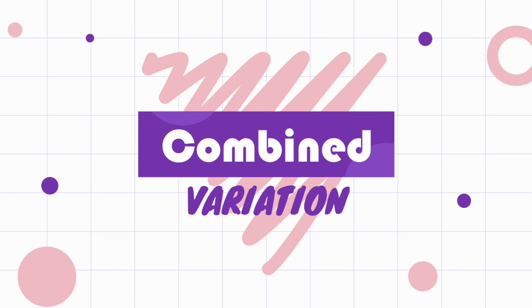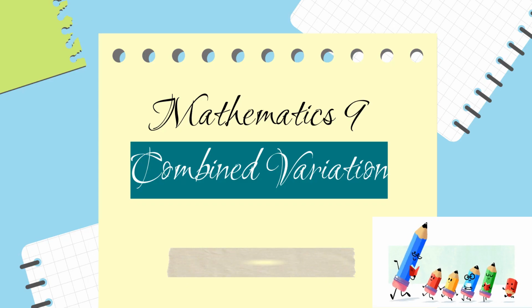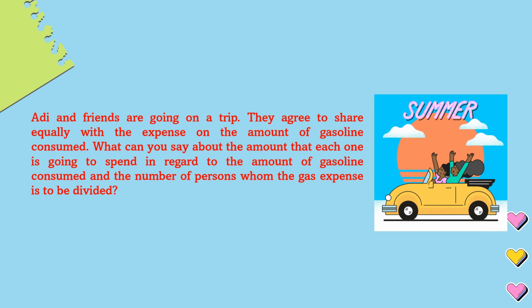Combined variation. Adi and friends are going on a trip. They agree to share equally the expense on the amount of gasoline consumed. What can you say about the amount that each one is going to spend in regard to the amount of gasoline consumed and the number of persons whom the gas expense is to be divided?